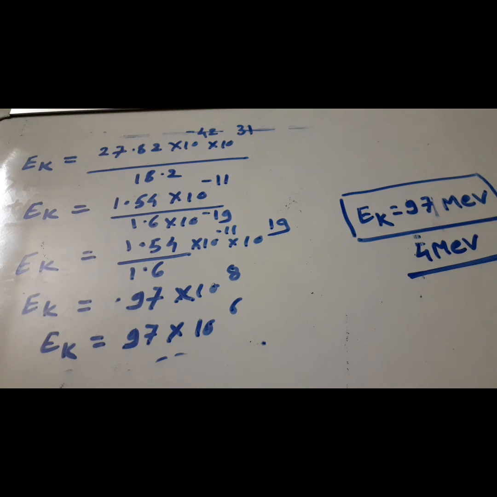Again, all of you listen. The electron, if it exists inside the nucleus, must have an energy of 97 mega electron volt, but experimental observation shows that no electron in the atom possesses energy greater than 4 mega electron volt. Hence, the electron cannot exist inside the nucleus.